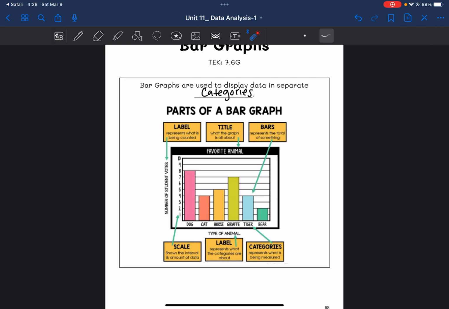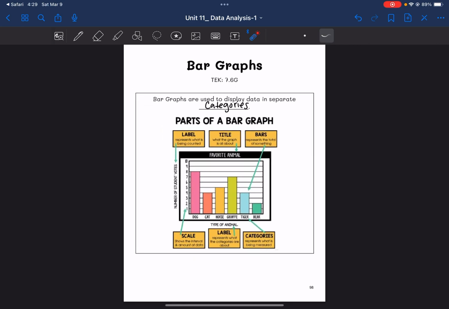Then we have the title. The title is what the graph is all about. Over here we have another label, but this label is talking about the categories and what they're about. Then we have the categories. The categories are what we are measuring. And the bars represent the total of that category. Let's continue on to page 99.